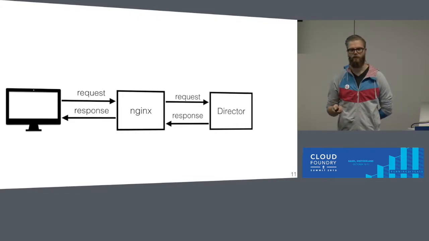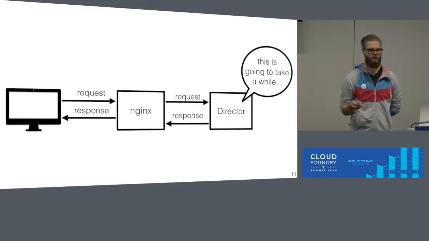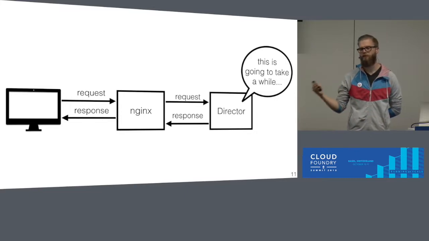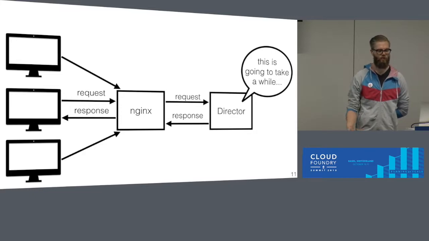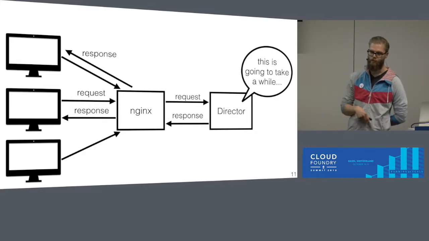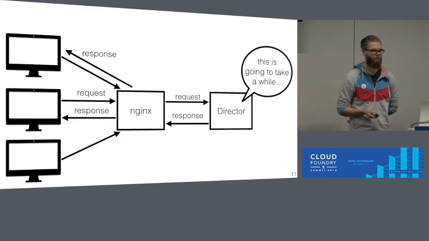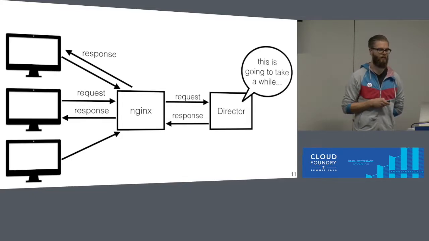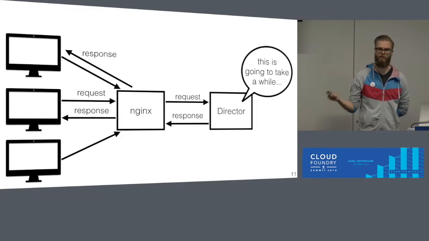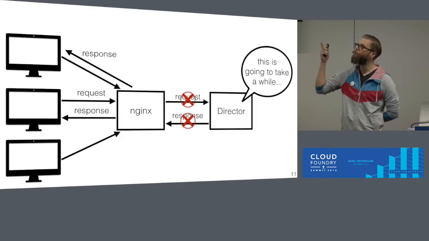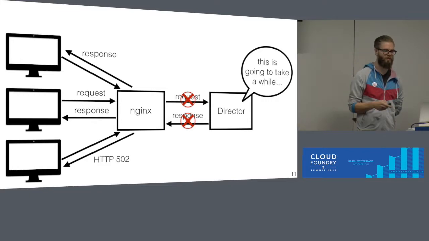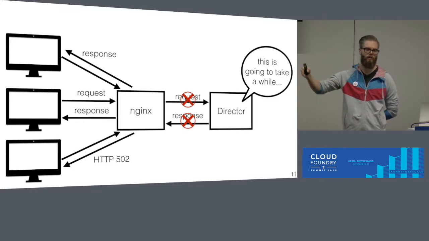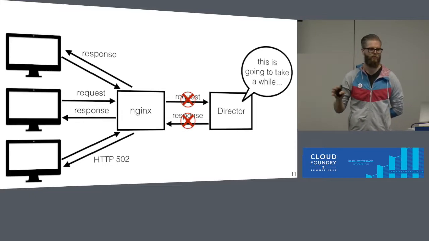But let's say your director, for some of the requests, is going to take a while because of reasons. You have issues in your code, or you just have a thing that takes long. Then when you add more consumers doing more requests, some of them do get valid responses. But at a certain point your Ruby app will be busy processing enough other stuff that it will not accept any more incoming requests and not issue responses anymore, which means that Nginx will send you a 502, meaning that backend thing I'm supposed to talk to is not working properly.